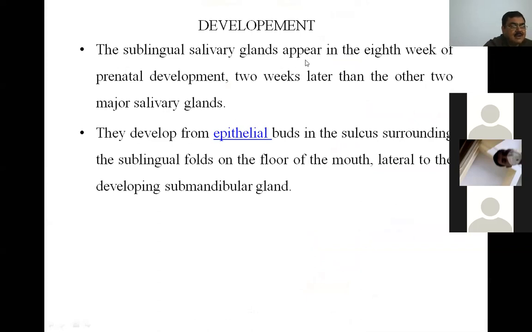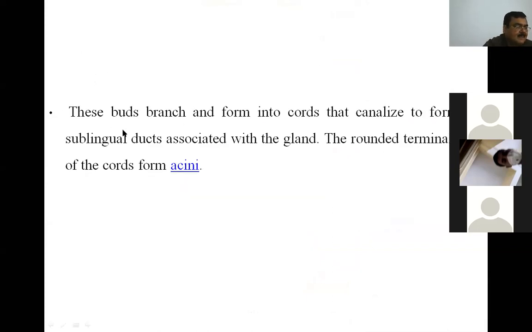Development. Sublingual gland appears in the 8th week of intrauterine life, 2 weeks later than the other two major glands. They develop from epithelial buds in the sulcus surrounding the sublingual folds on the floor of the mouth, lateral to the developing submandibular gland. These buds branch and form into the parts that converge to form the sublingual duct associated with the gland. The rounded terminal end of the part forms its neck.